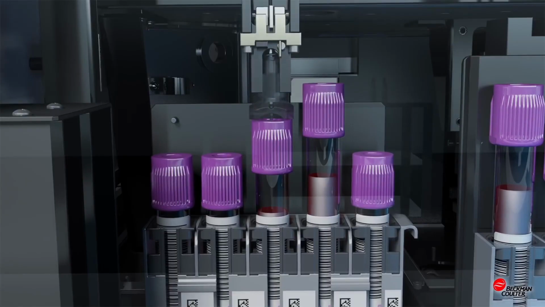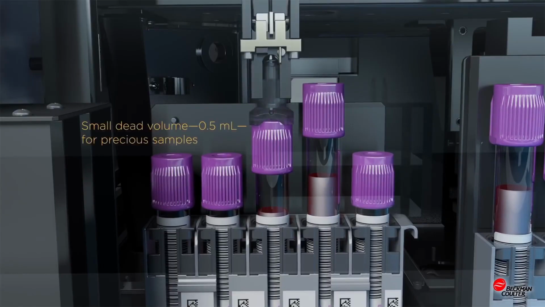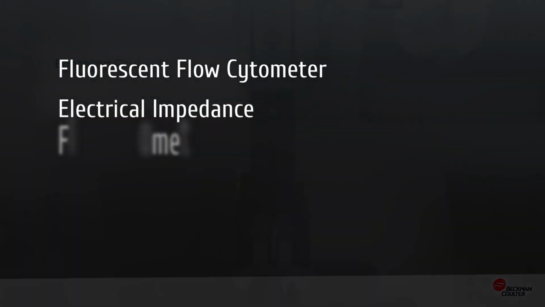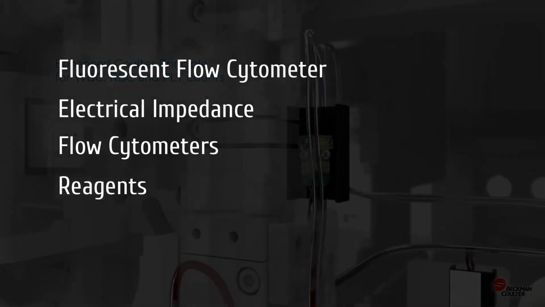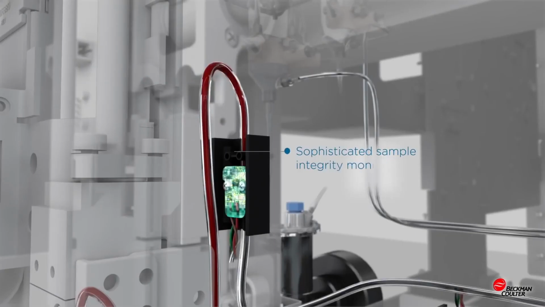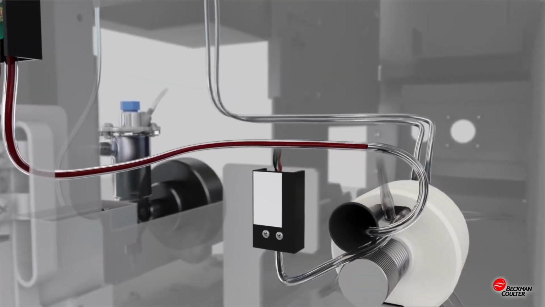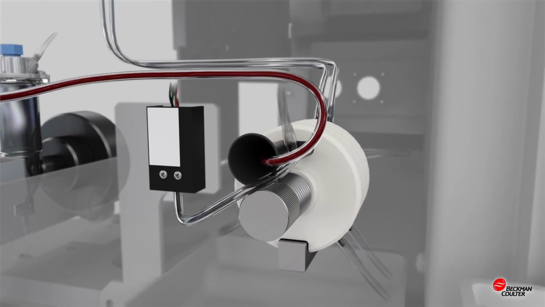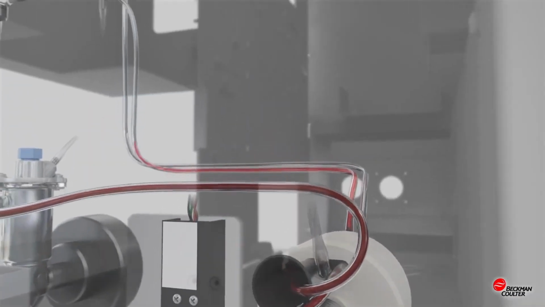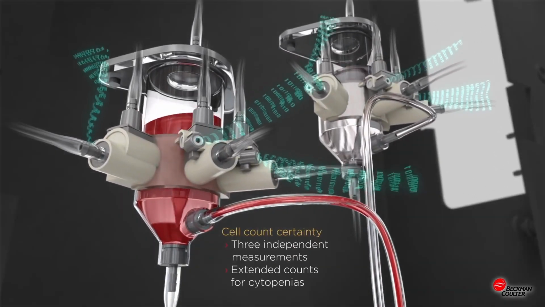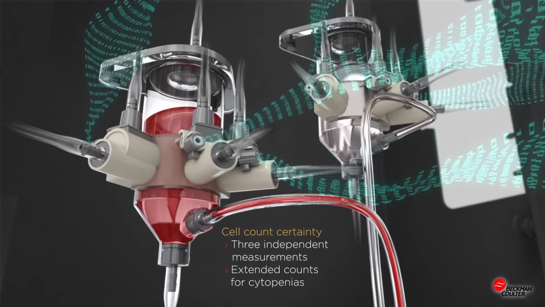There are 4 major components of blood cell counter machines: fluorescent flow cytometer, electrical impedance, flow cytometers, and reagents attached to the machine. In fluorescence flow cytometry, or FFC, it is used to analyze physiological and chemical properties of cells. It can also be used to analyze other biological particles in urinalysis analyzers. It provides information about cell size and structure and information about a cell's interior.